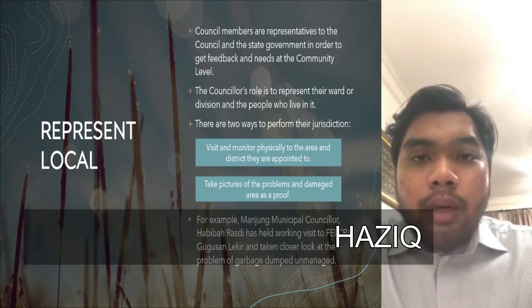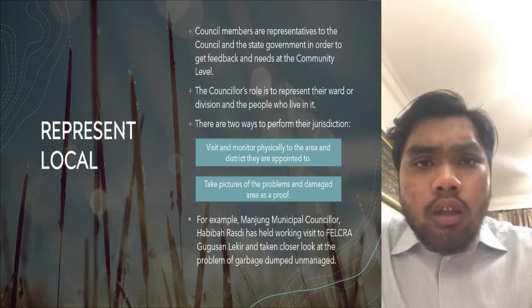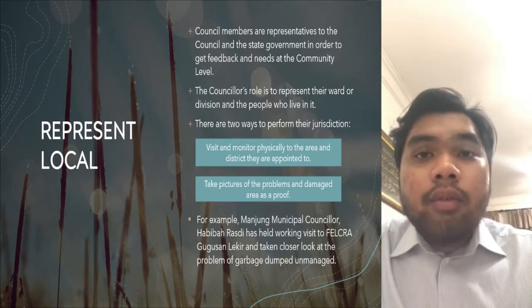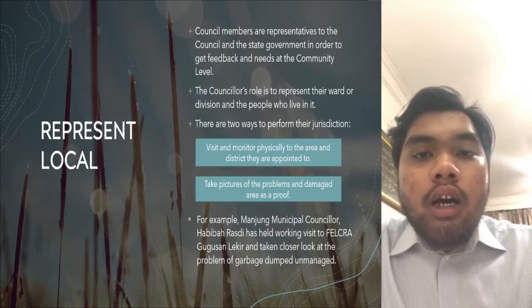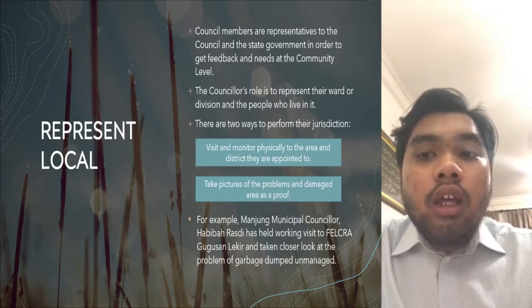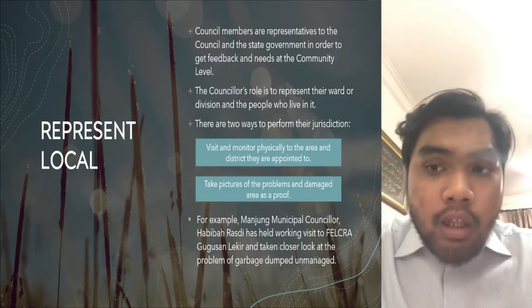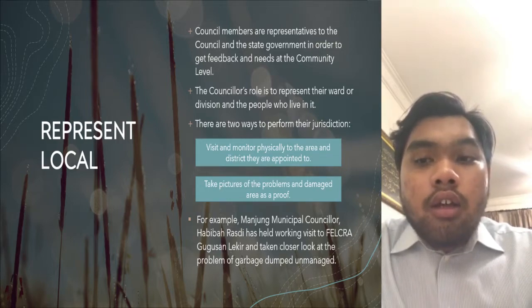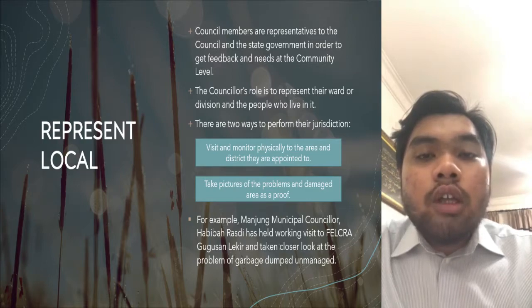Assalamualaikum and good morning, madam. So my name is Muhammad Aziz bin Aizatul Akmal. Today I will tell you about the third function of local government. The third function of local government is to represent locals. So the councillors are appointed by the state government to ease the local government in governing their area. Council members are representatives to the council and the state government in order to get feedback and needs at the community level. In other words, councillors are meant to be responsible to the needs and necessity of the local people. Appointed council members work as a strong team with the ability to perform responsibilities. So, council members cannot make their own decisions and need to refer to the local government to implement anything in their area.